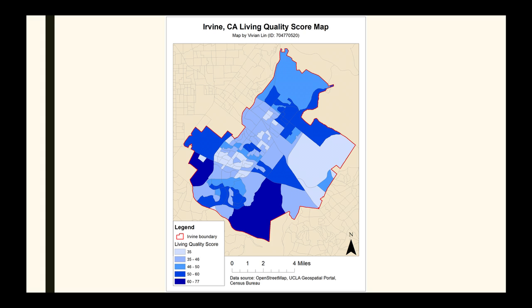The analysis is at the smallest geographic unit of block groups to provide more detailed variation of living condition within a city. This map can work as a good guideline for people who are choosing Irvine to move to but don't know exactly which area within Irvine is more suitable to live.